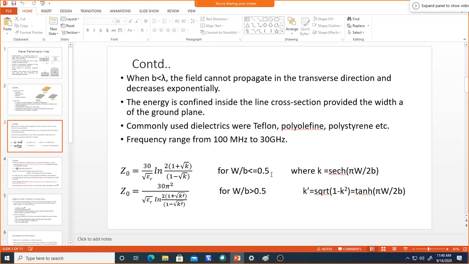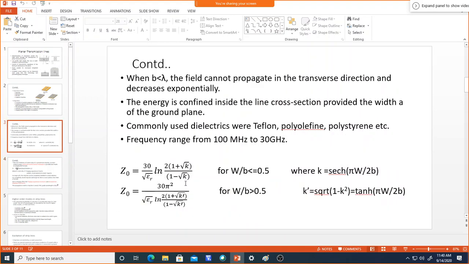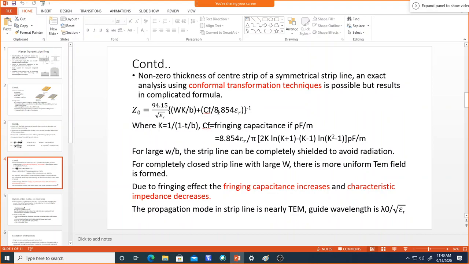So these are the two equations you have to use for calculating the impedance values of the strip line. This one is for zero thickness, that means t tending to 0. If it is zero thickness you can use this equation, and if it is non-zero thickness of the center strip of a symmetrical strip line, this is the equation you have to use. That equation was arrived at using a technique called conformal transformation, and by using this technique they arrived at the impedance equation.